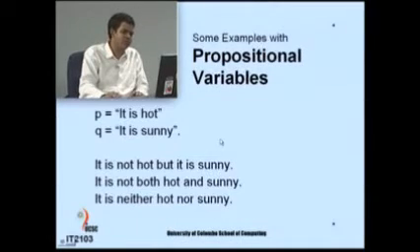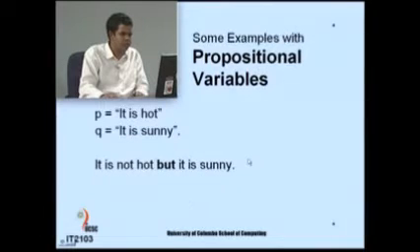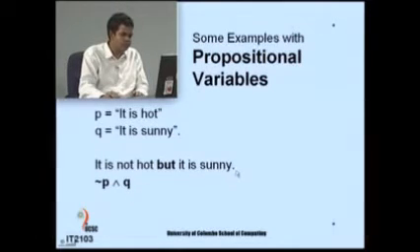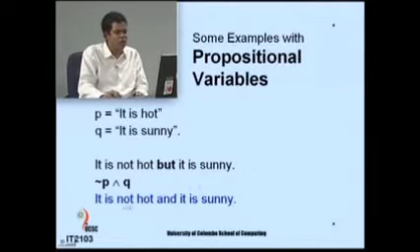Here are some more examples of propositional variables. If we denote "it is hot" by p and "it is sunny" by q, let us see how we can denote these sentences using variables. Let us consider "it is not hot, but it is sunny." Now, we know it is not hot, so p is false, and we know it is sunny, therefore q is true. Notice though we say "it is not hot, but it is sunny," this is almost the same as saying "it is not hot and it is sunny."